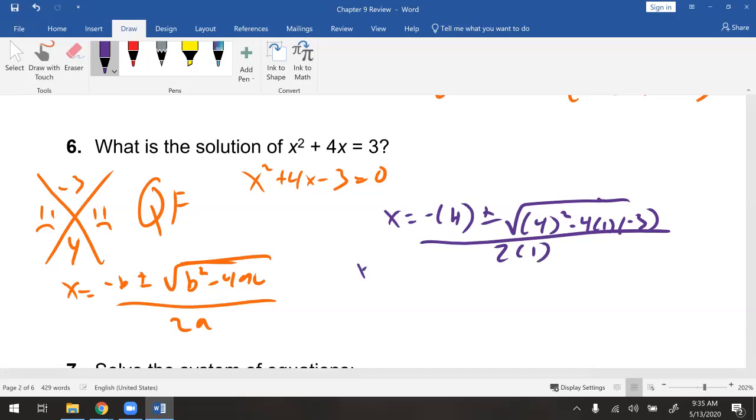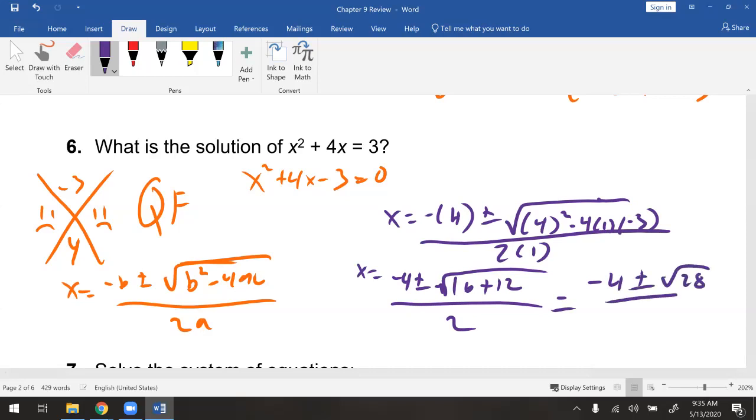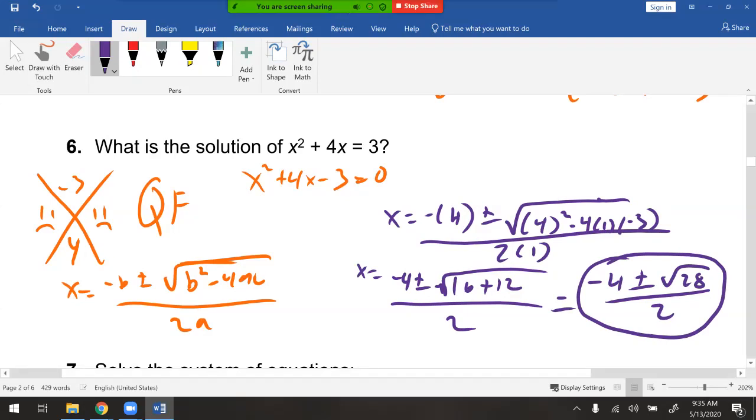We then simplify, okay? So it's going to be negative 4 plus or minus the square root of 16 plus 12 over 2. And to go a little bit further, negative 4 plus or minus radical 28 over 2. And you can leave it like this if you want. You can't break down 28, but let's just leave it like that for now, okay? You are using the quadratic formula for this, okay? If it says you need to use that method, you got to use that method, okay? So keep that in mind, okay?